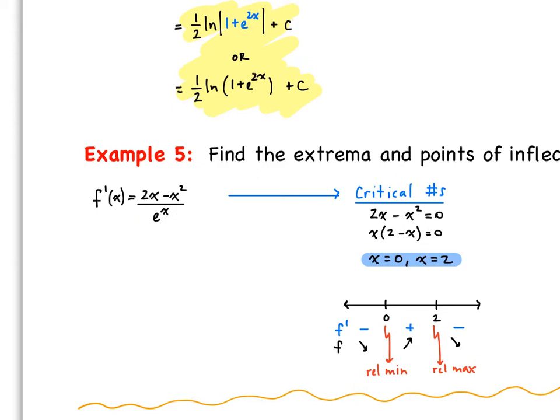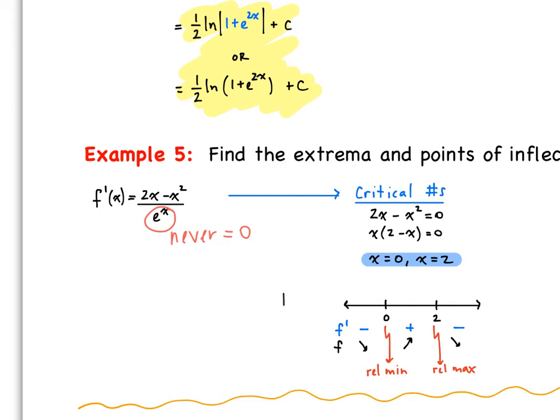And one thing to note here is when we're trying to find our critical numbers, remember we set it equal to 0, or it's when f prime doesn't exist. Well, this will never equal 0. e to the x will never equal 0, so we really just need to focus on when this function equals 0. So just focusing on that numerator, we set that numerator equal to 0 to get our critical numbers, and we get 2 critical numbers.